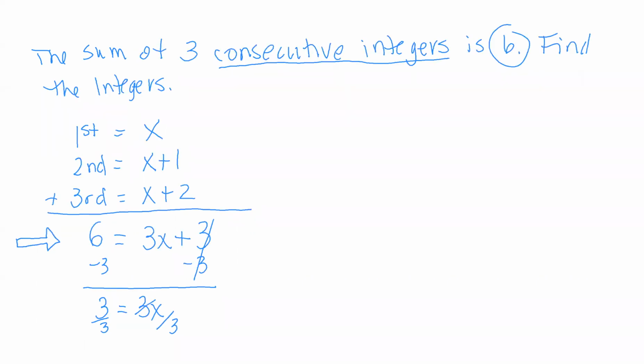So I divide, the 3's on the right cancel. I am left with x equals 3 divided by 3, or 1. Now, check your work. This is something I talked about a good bit in the last video.